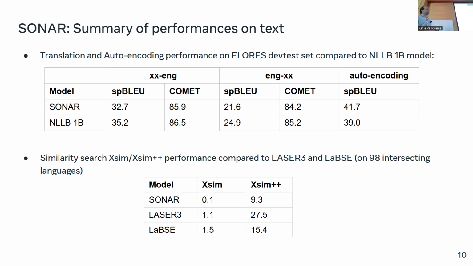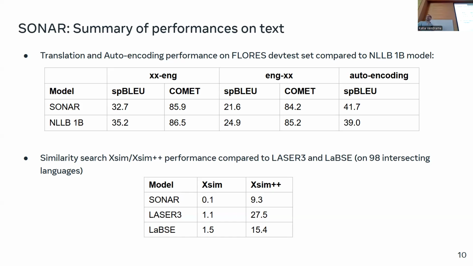Yeah, and same thing from English to X. We see that we lose. That is the consequence of using a fixed-size representation. But when we look at auto-encoding, so really reproducing the target, we see that since NLLB has not been trained for this, it's really focused on translation, then the results are a bit lower for NLLB compared to SONAR.